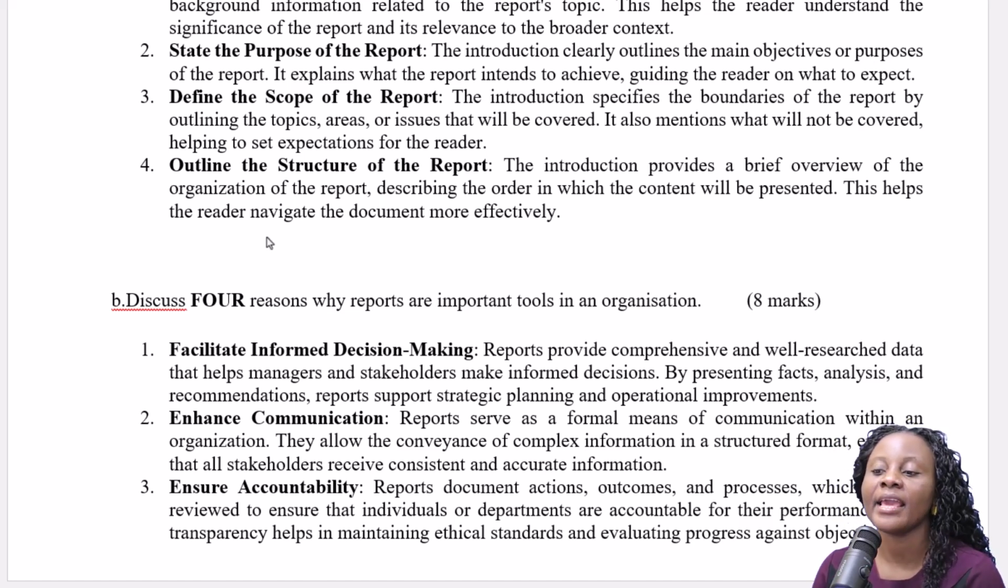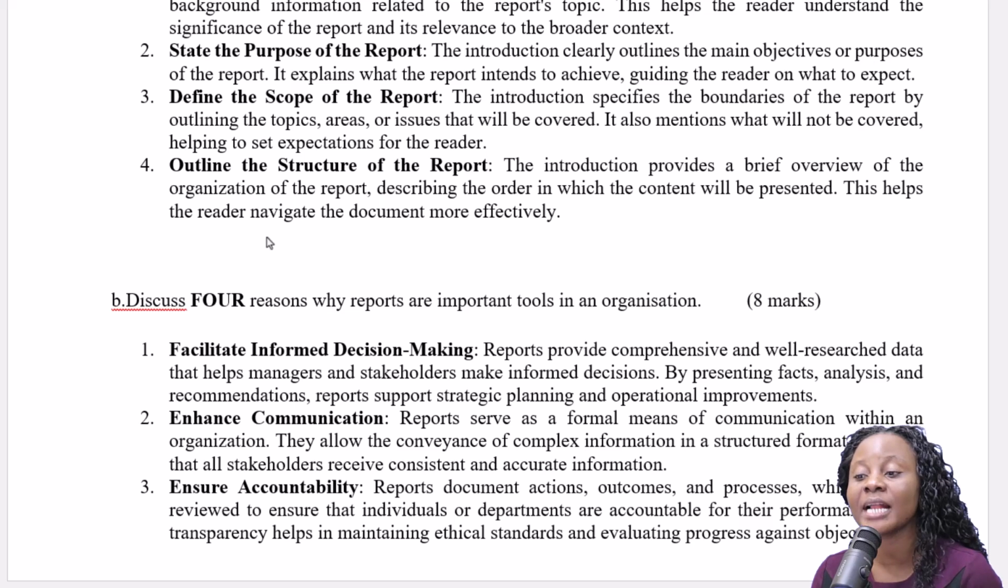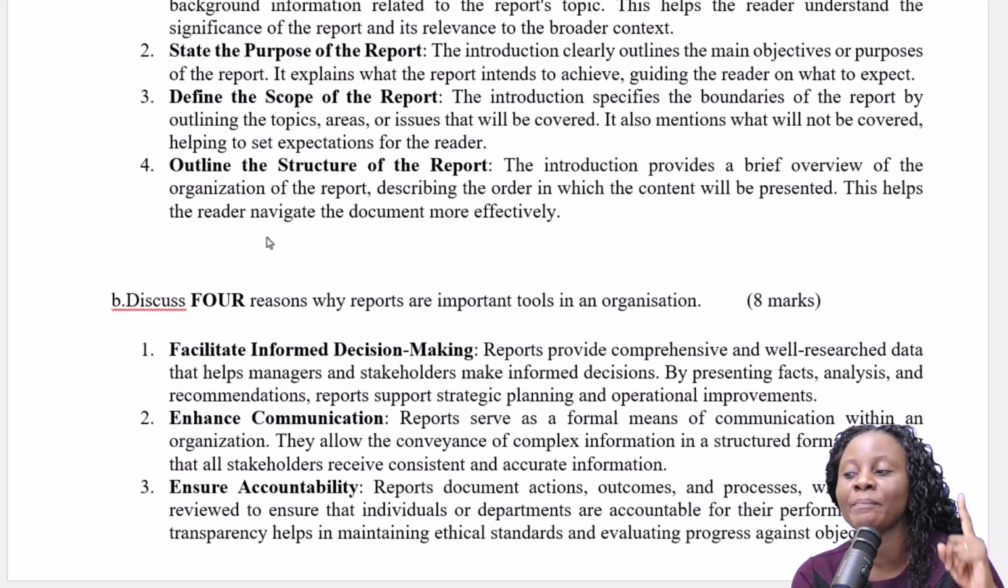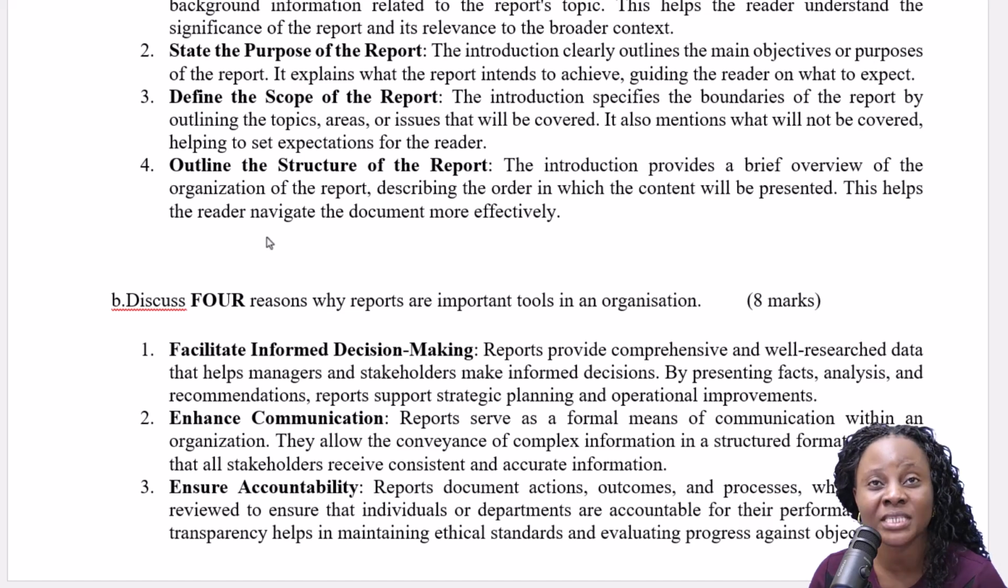And then they ensure accountability in terms of the actions, outcomes, and processes, which can be reviewed to ensure that individuals or departments are accountable for their performance. A report will always ensure accountability for different departments. If it's written for departmental purposes, then it will ensure accountability for the department. If it's written for individual purposes, then it will ensure accountability for the individual. So a report is a platform that ensures accountability.